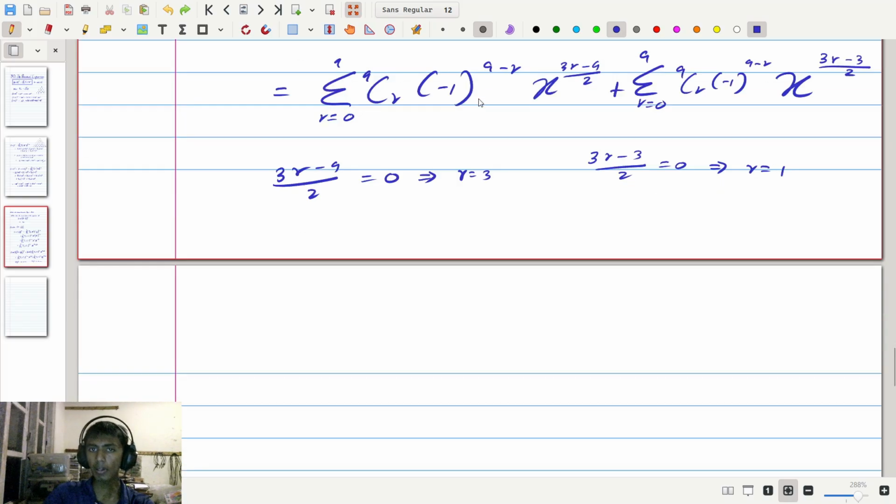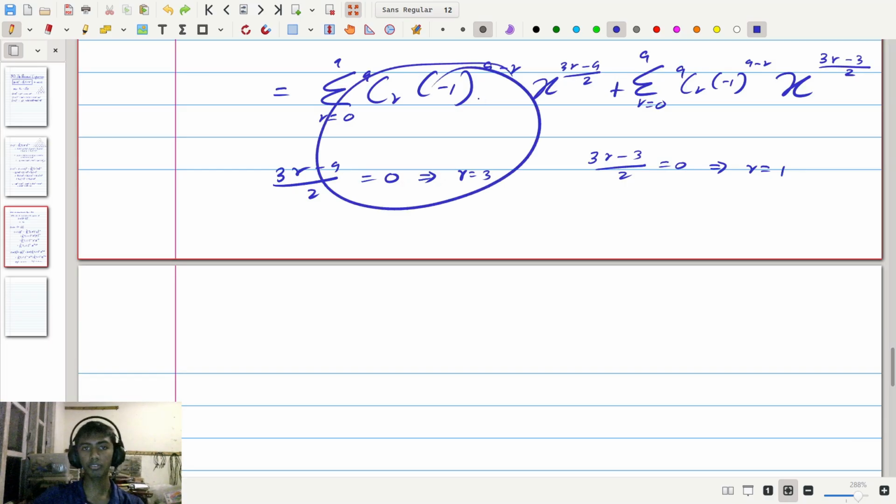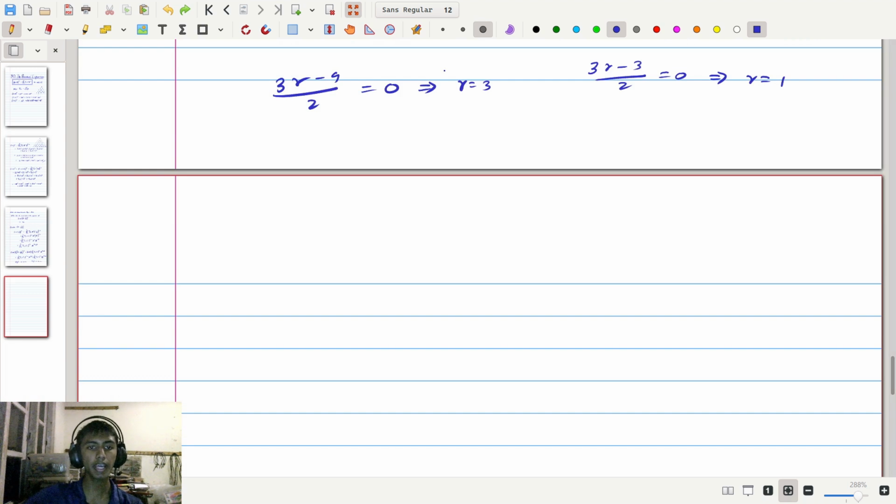If we want the total constant term, we just need to add those two constant terms together. So if we consider the first constant term that comes from here, I'll write that down here as the first constant term.